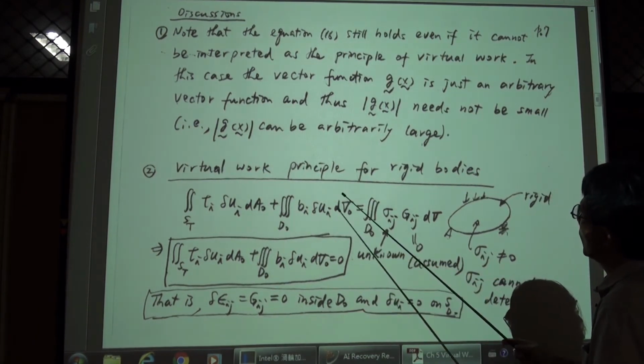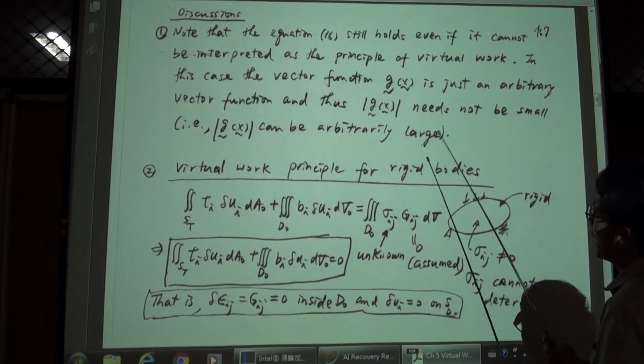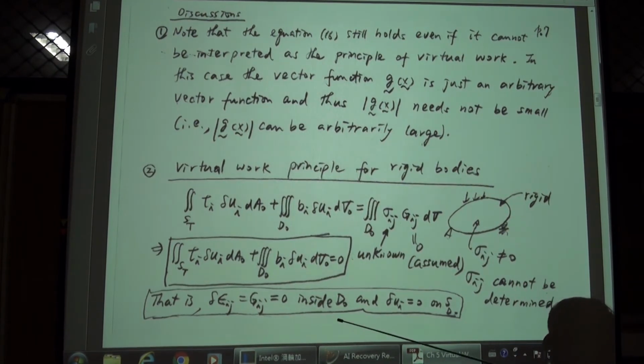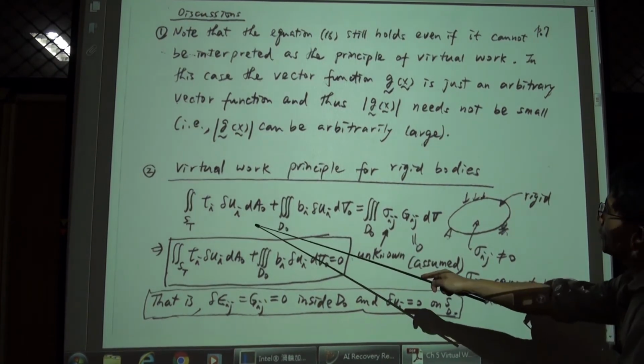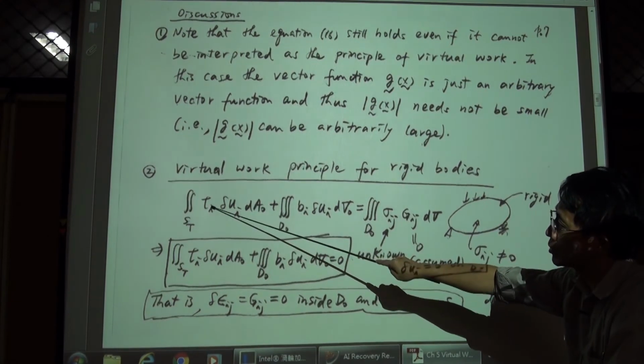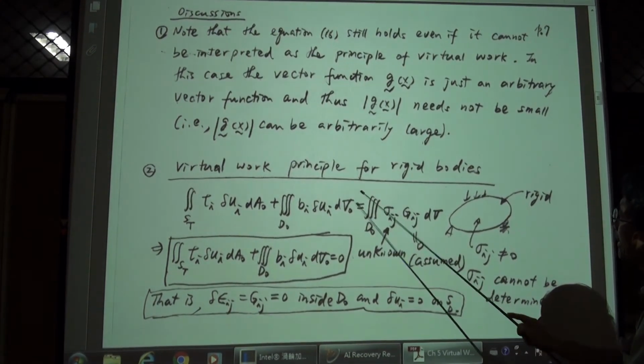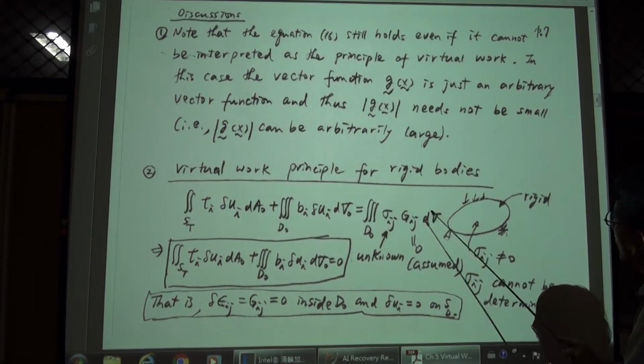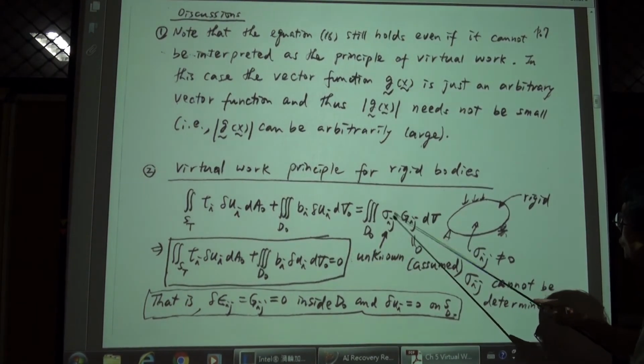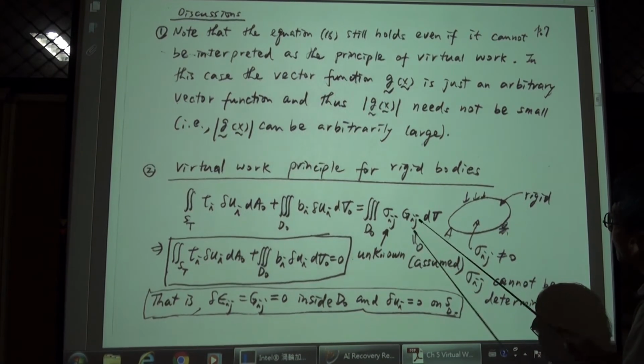The second point is the virtual work principle for rigid bodies. Let me explain it for you. For rigid bodies, of course we have the surface traction, we have the body force. We also have the stress and strain here, but we don't have strain.